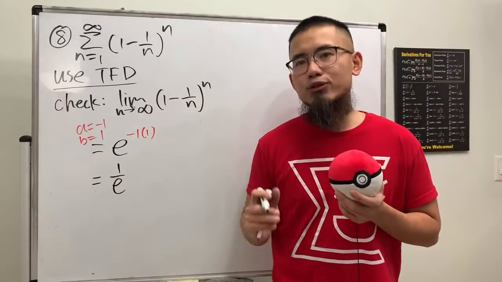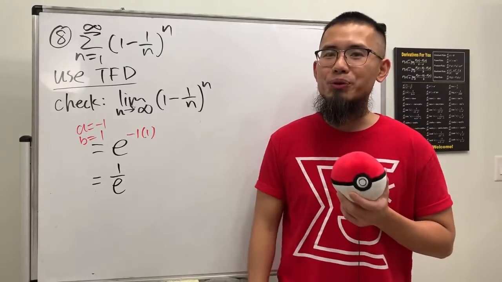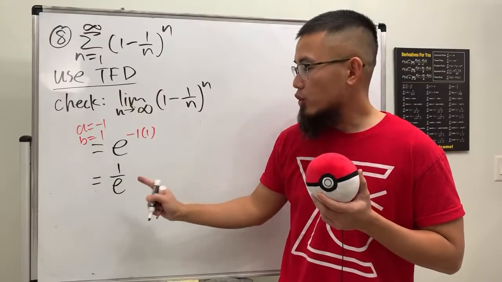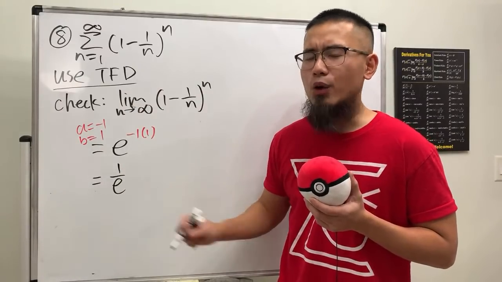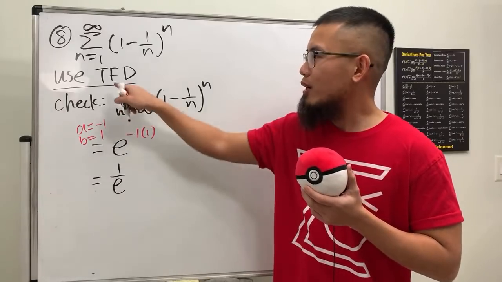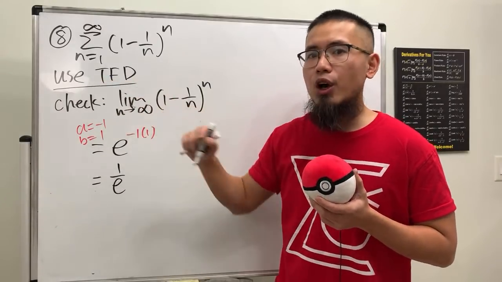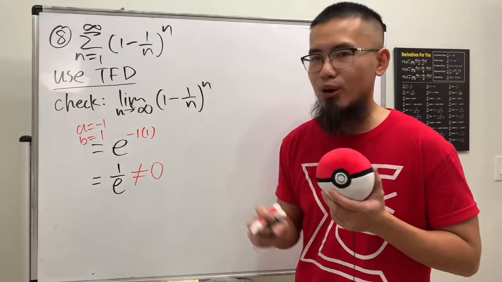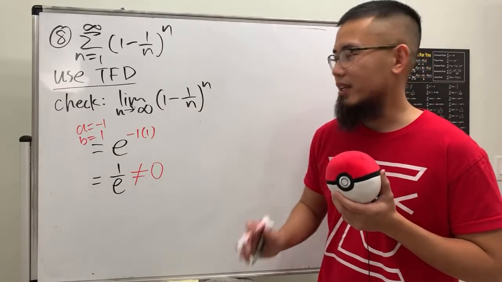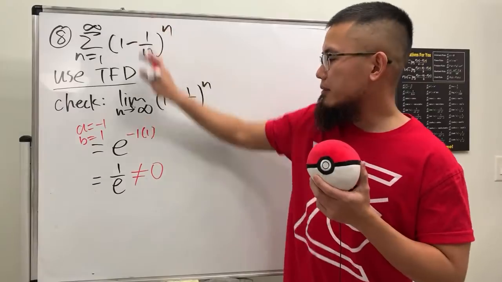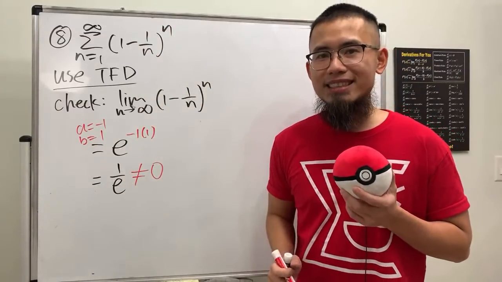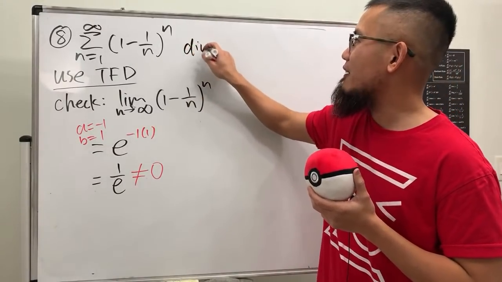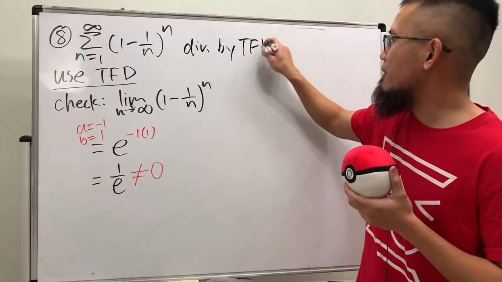And now, you really have to remember, what will this tell you? We are trying to use the test for divergence, right? So do not say 1 over e is less than 1. We don't want that. When you are trying to use the test for divergence, you have to say that this right here is not equal to 0. You see, this is the best portion. Because if the limit of the a_n is not equal to 0, guess what? You are done, I am done, we can move on to the next one. This right here diverges by TFD.